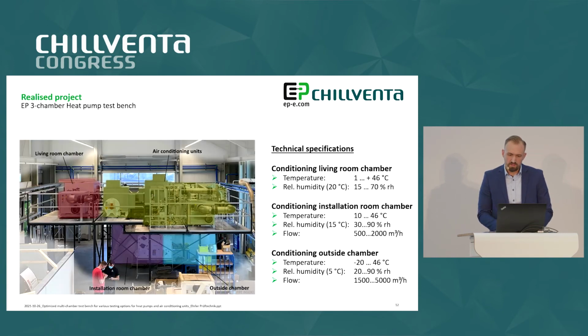So here I can show you now a customer project that we have already realized with this test setup. I've marked in the photo the three chambers with a color code: the small living room chamber on the first floor, the simple installation room chamber on the ground floor, and directly connected, the sophisticated outside chamber. The conditioner units of the chambers are placed on the first floor, above the test chamber.